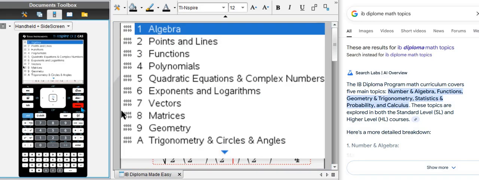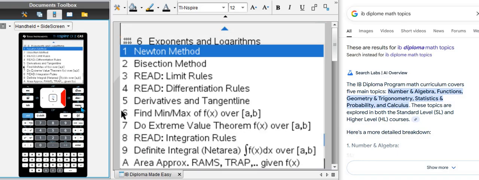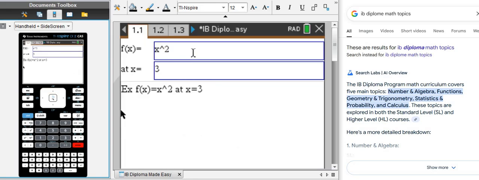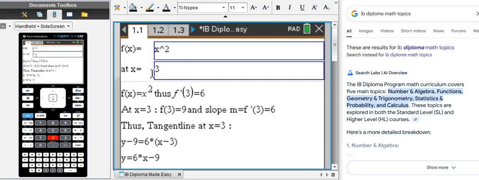Okay, probability and calculus. Let's skip to calculus. We can find derivatives and tangent lines. Let's say you enter a function x squared and a point 3. You will find the tangent line to be right here. Okay?